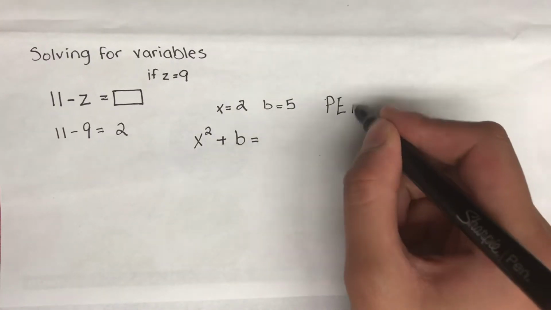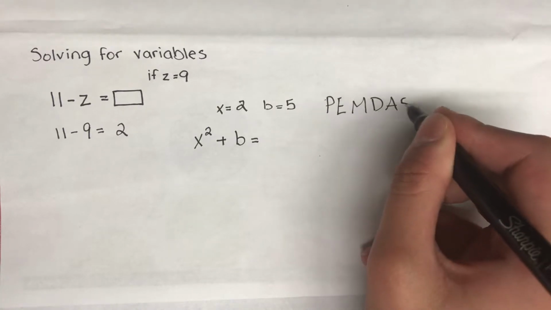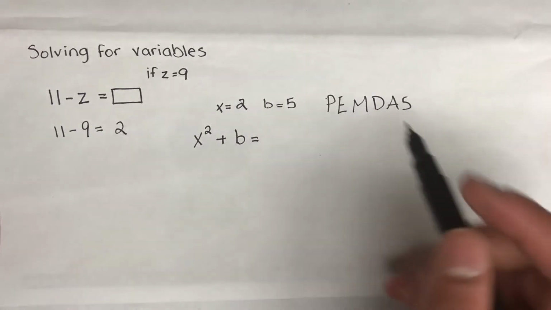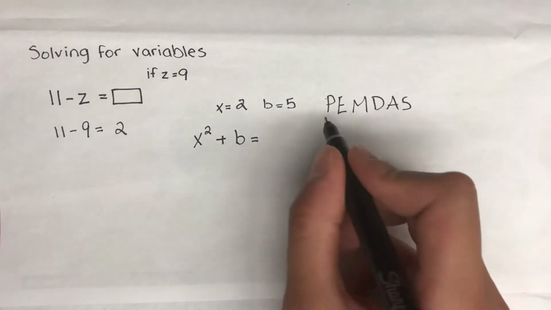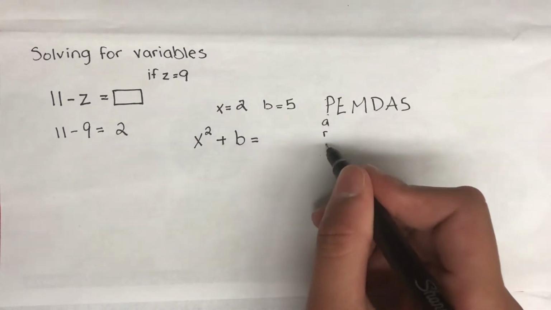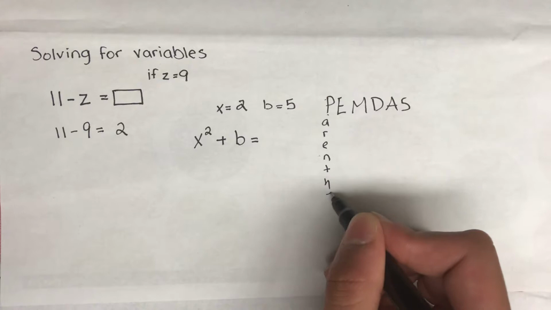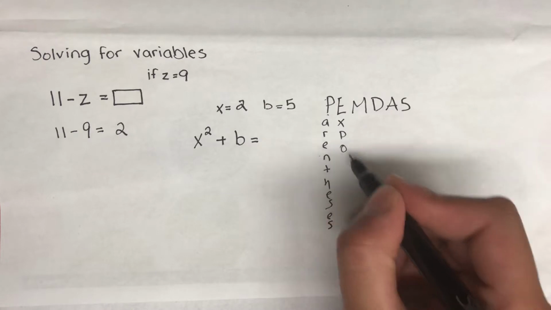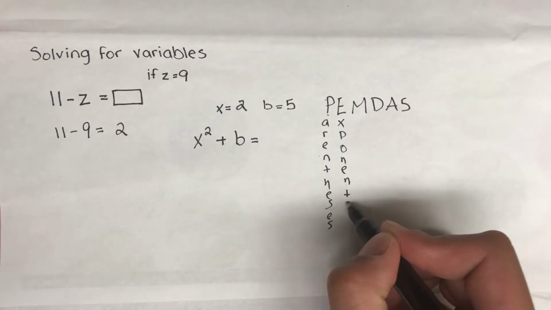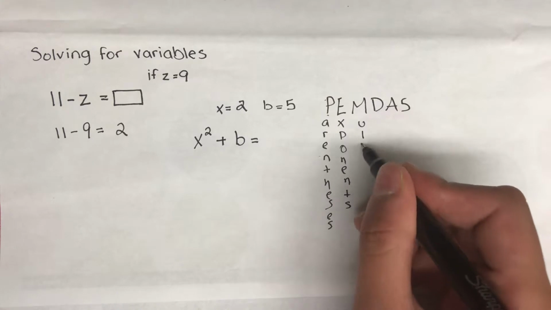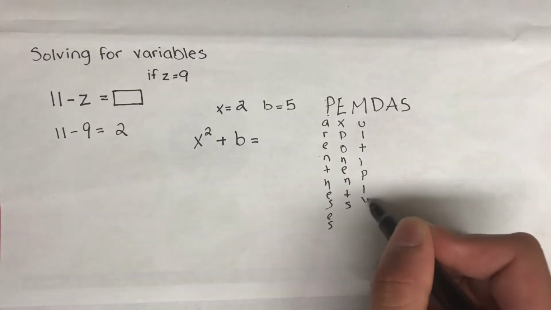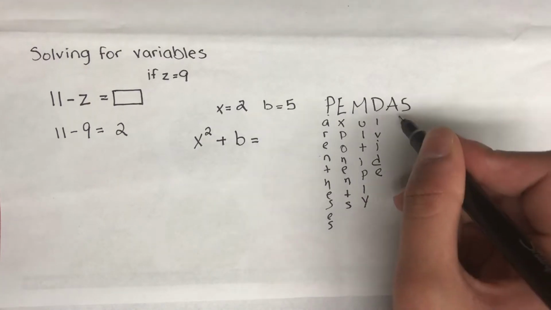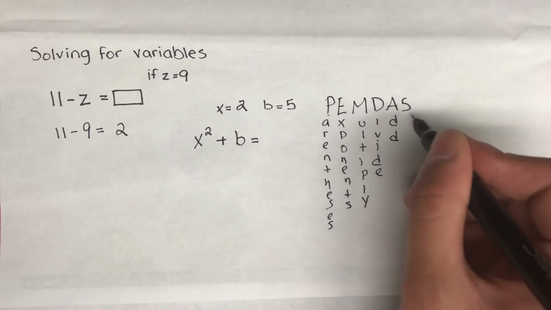PEMDAS is the order of operations. Some people like to say, please excuse my dear Aunt Sally, to remember better, or you could just say PEMDAS. But it's just to remember that P stands for parentheses, EX stands for exponents, M stands for multiply, and D stands for divide, A stands for add, S stands for subtract.